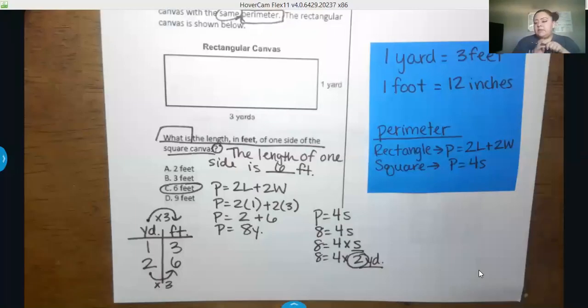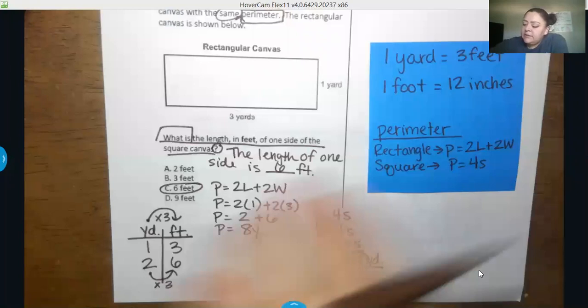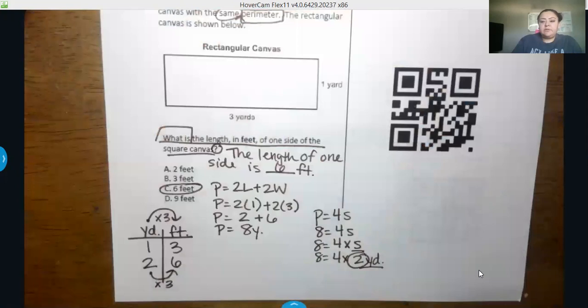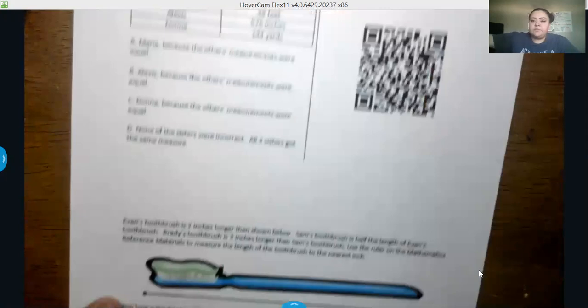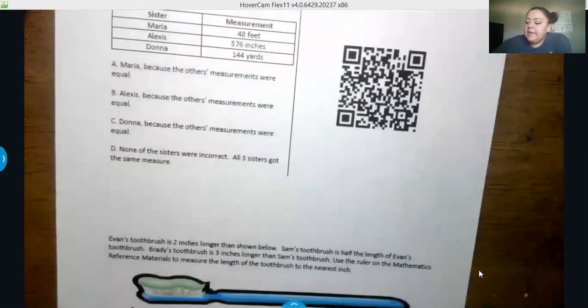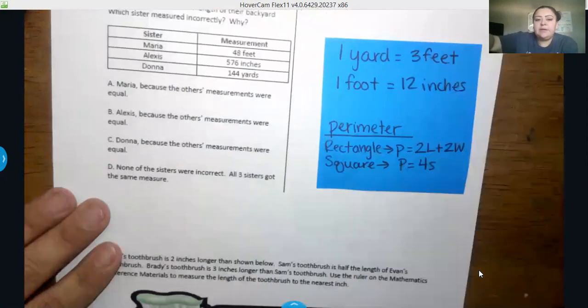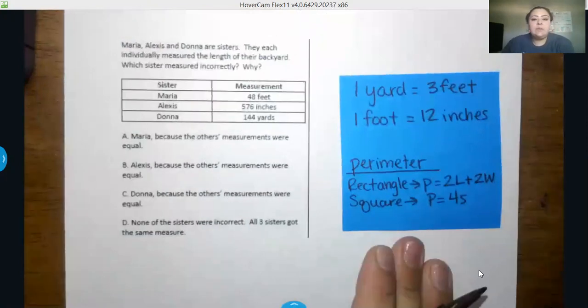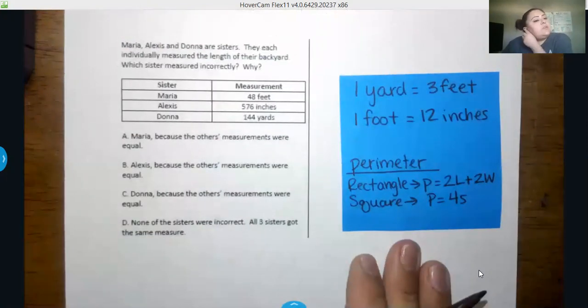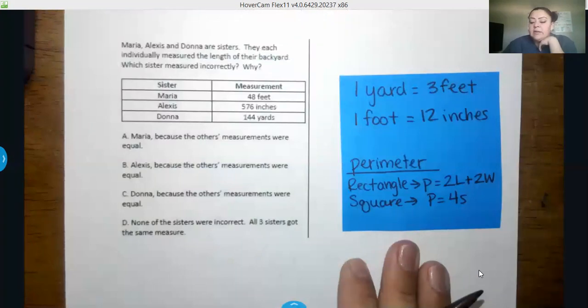All right, so we did 1 and 2. Again, I've got this QR code if you want to check anything for that one, okay? And then we're going to move on to the back. All right. This one is a little bit different. Not gonna lie to you, it took me a quick second to look at this and see what exactly I'm doing. So it says Maria, Alexis, and Donna are sisters. They each individually measured the length of their backyard. Which sister measured incorrectly and why?